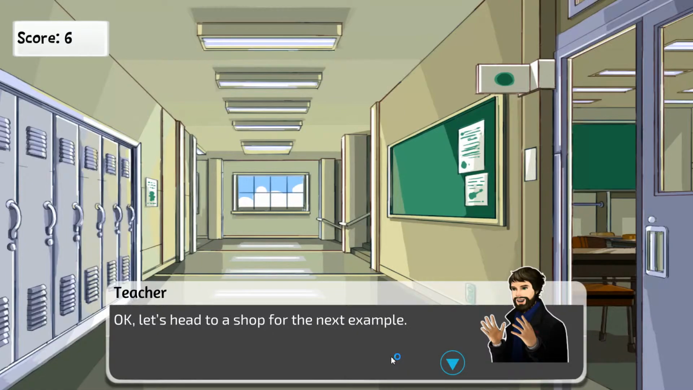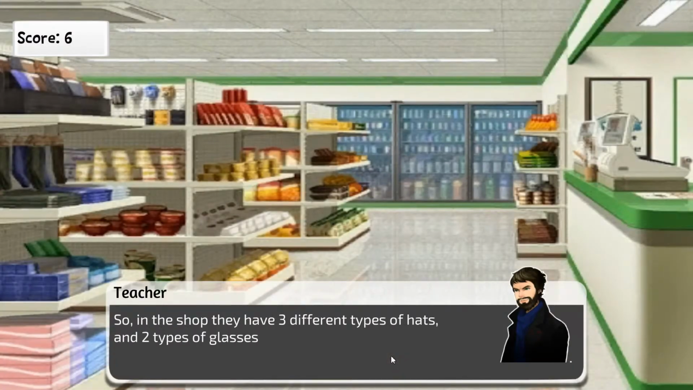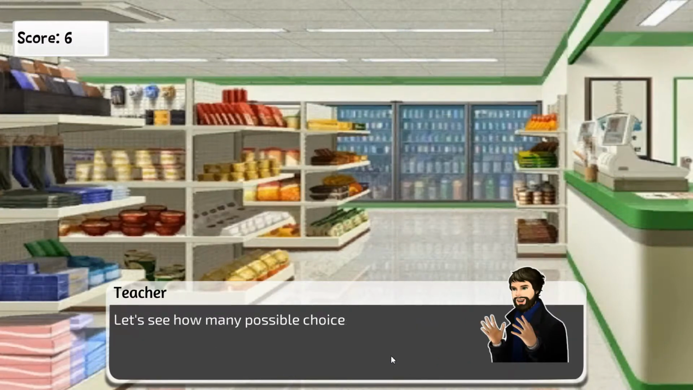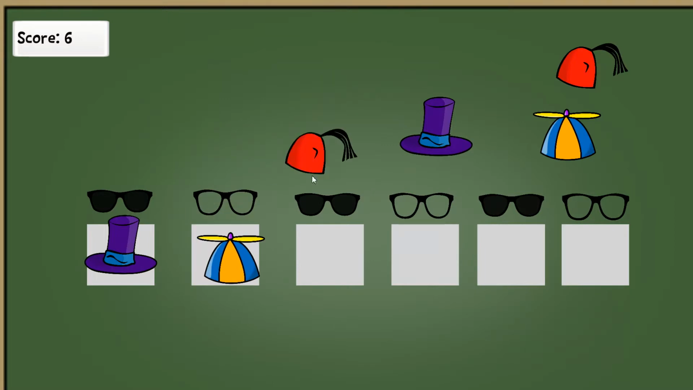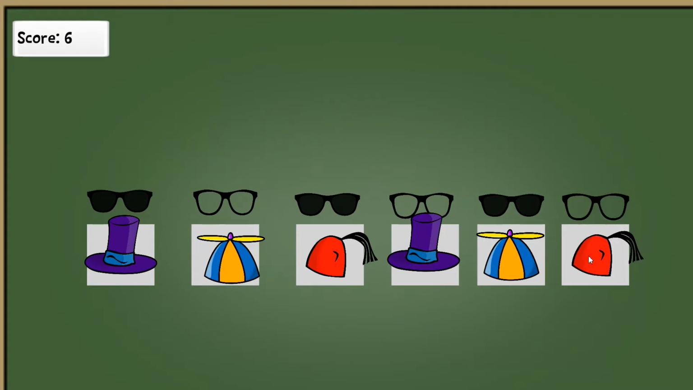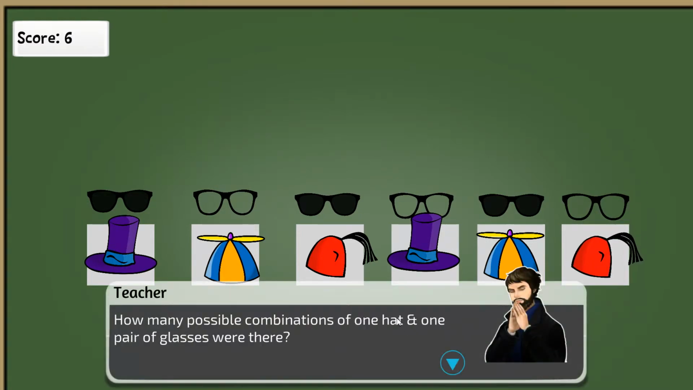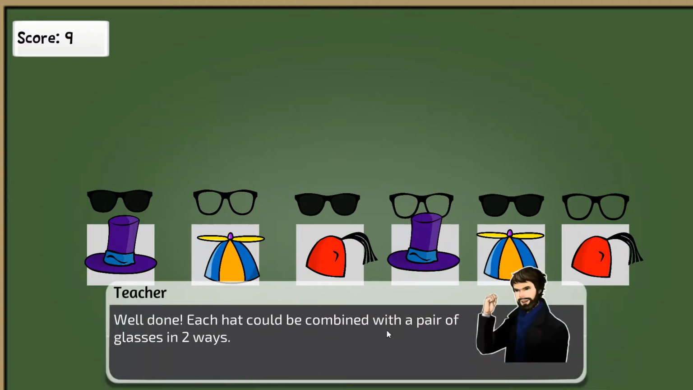Okay, let's head to a shop for the next example. So, in the shop they have 3 different types of hats, and 2 types of glasses. Let's see how many possible choices there are. How many possible combinations of one hat and one pair of glasses were there? Well done. Each hat could be combined with a pair of glasses in 2 ways.